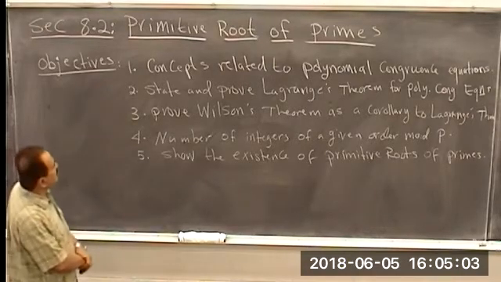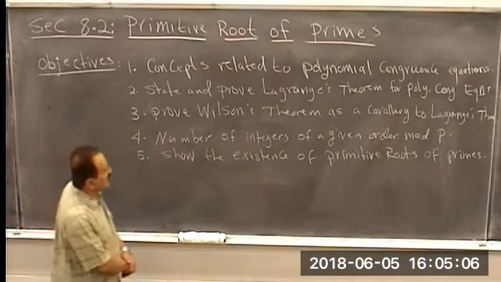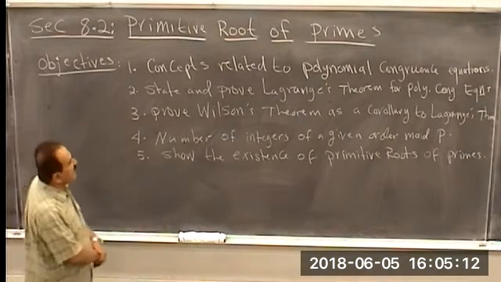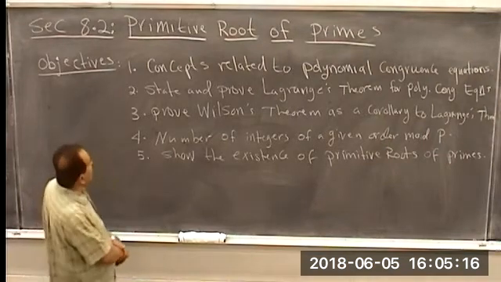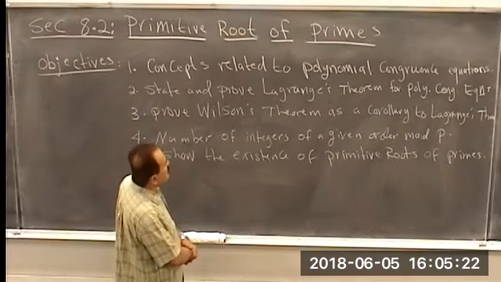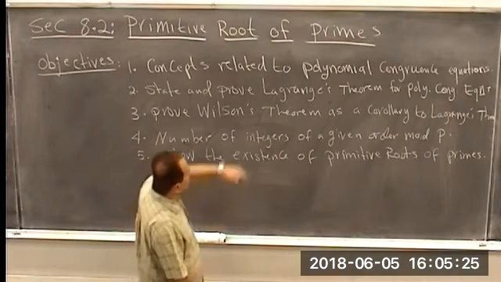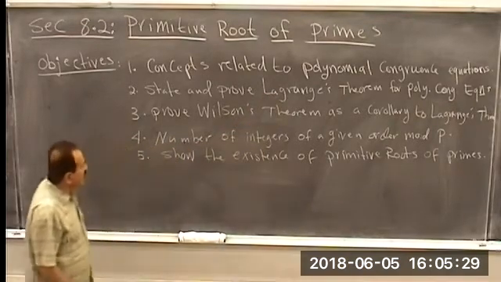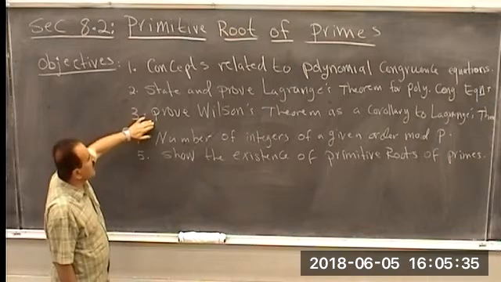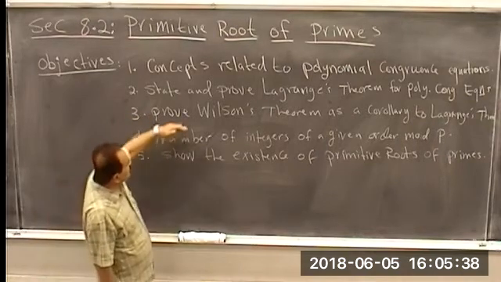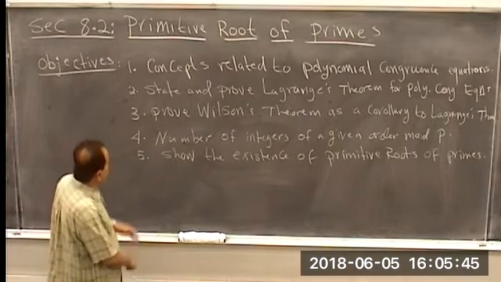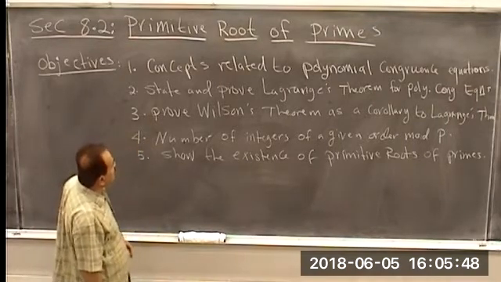And this one is to review some concepts related to polynomial congruence equations. We have seen some of this earlier in chapter 4. And then we're going to state and prove the main theorem concerning the number of solutions to a polynomial congruence equation. This is called Lagrange's theorem. And then as a corollary to this, we're going to give another proof for Wilson's theorem that we studied back in chapter 5.